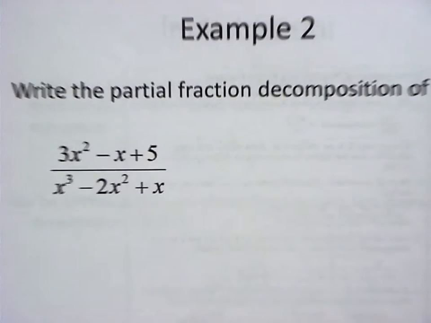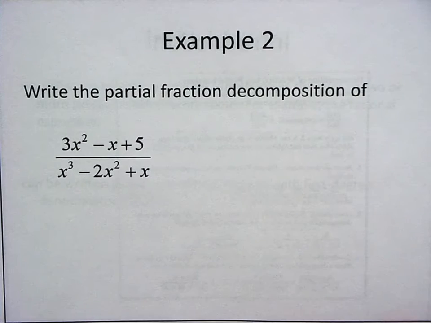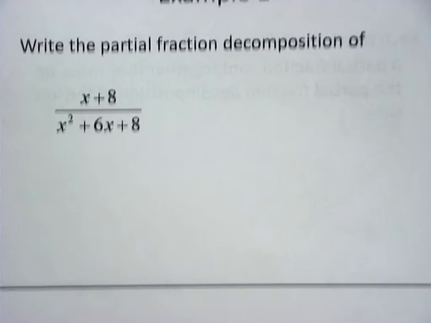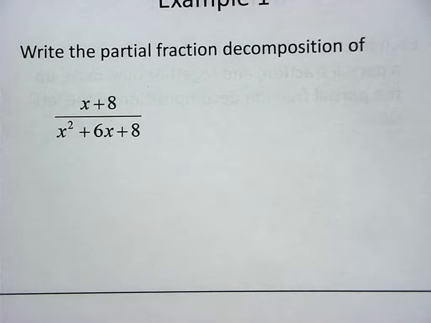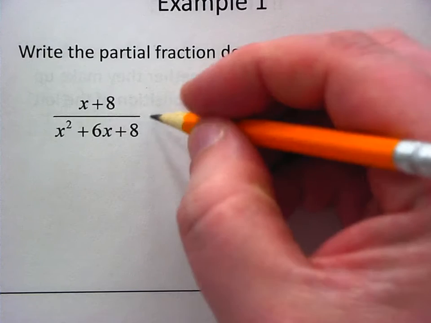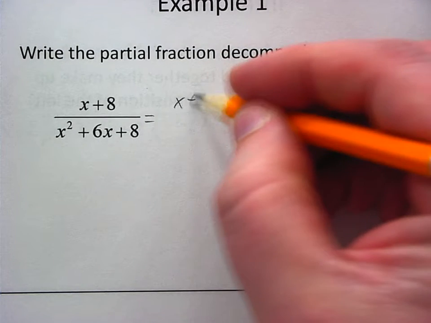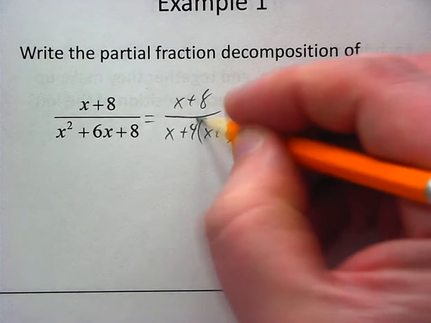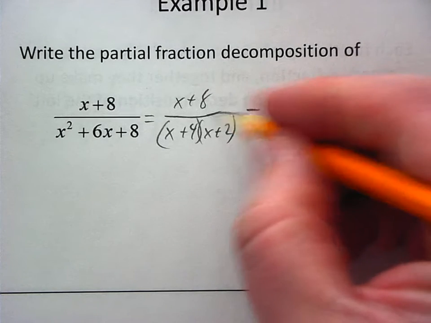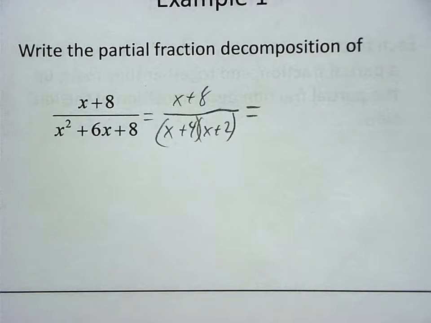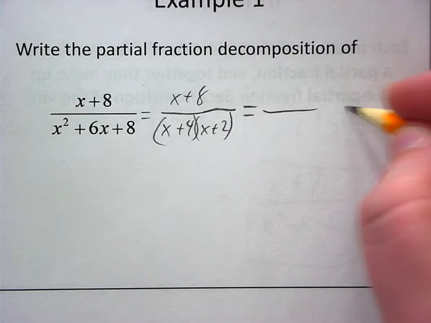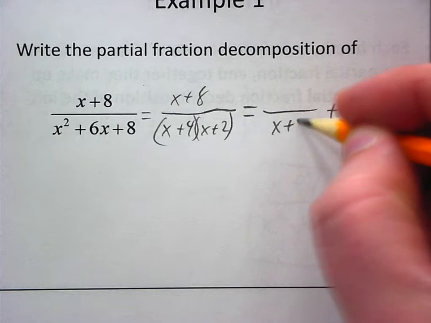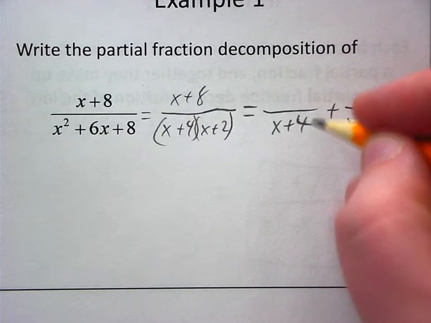So, looking at this, the first step is to factor out the denominator. Let me start with example 1. Factor this denominator. What does the denominator factor into? X plus 4, x plus 2. Now, I know those pieces are going to be what make up the partial fractions. So I'm going to have these two denominators, x plus 4 and x plus 2, added together.